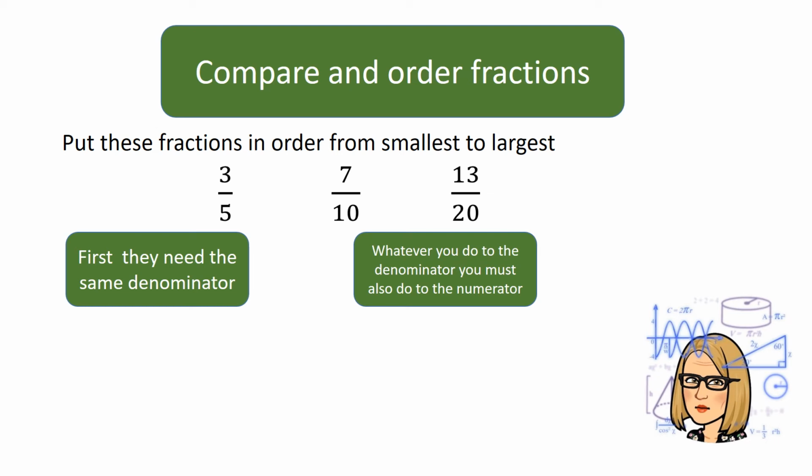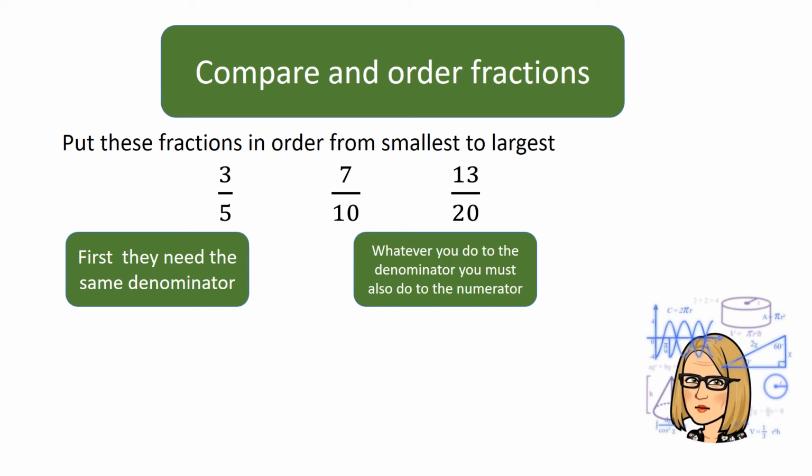At level 1, you might get questions which ask you to compare and order fractions. For example, put these fractions in order from the smallest to the largest. When I'm looking at this list, I've got 3/5, 7/10, and 13 over 20. I know that all of those fractions are slightly bigger than a half, but I don't know which one is the smallest and which one is the largest.